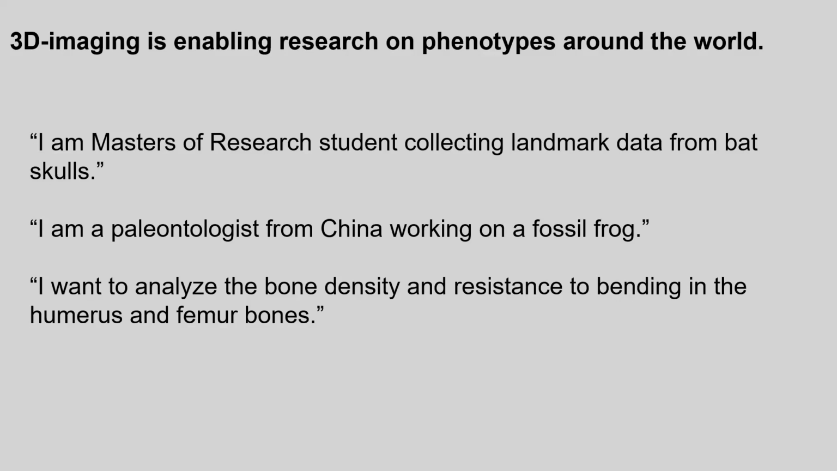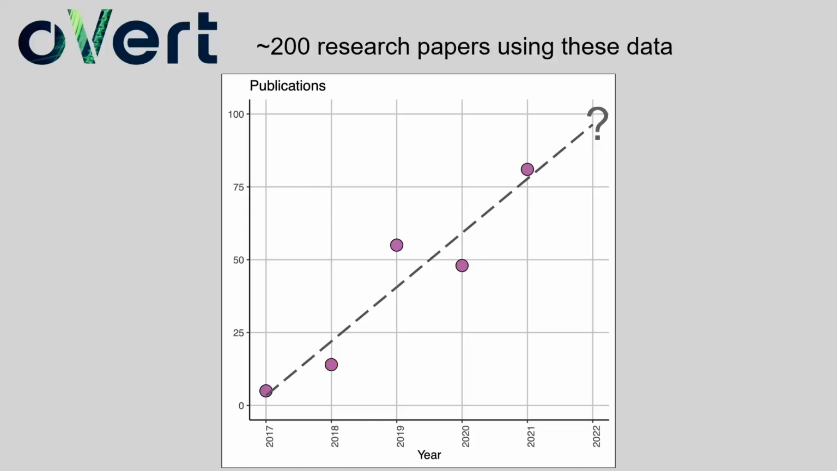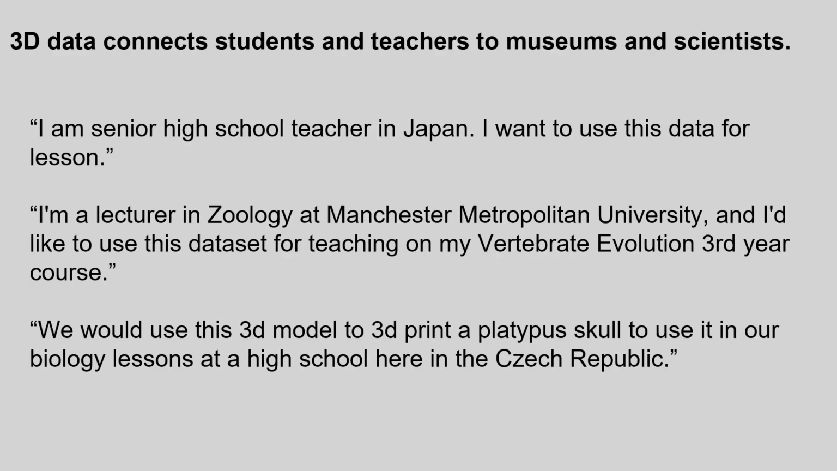And we also have examples where people are understanding more than just what the species is, but how it works, right? Because you can use these data as an engineer might use data for a bridge. You can understand how the density and shape of those bones means that they would be resistant to bending or breaking. At this point, there's well over 200 scientific papers that have been published using these data. So we know we're making an impact in the research community, which is great.